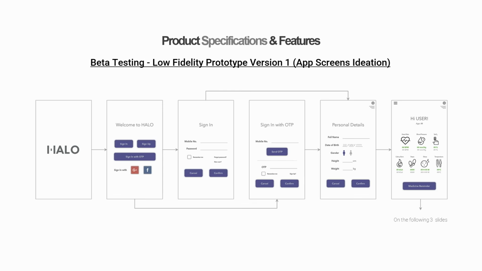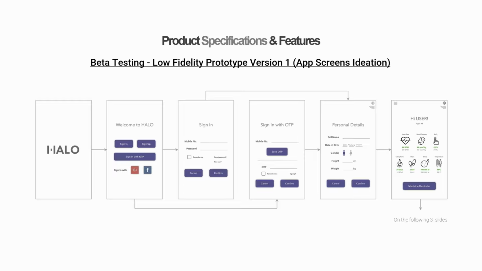So the next part was they wanted to transfer this super low fidelity to a version 1, where they have some app screens, some ideation, where all these flowcharts have gone into some possible screens or details of how the app would look, right? So they have a nice logo to start with, the Halo logo. Then, welcome to Halo, which has sign in, sign up, sign in with OTP, sign in with Google Plus, Facebook. So these are the different options in the landing page.